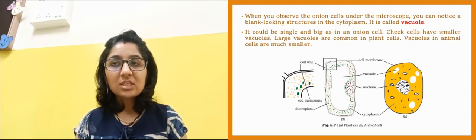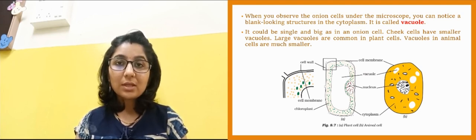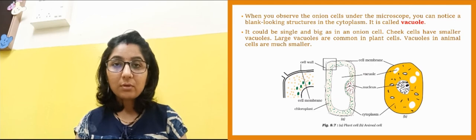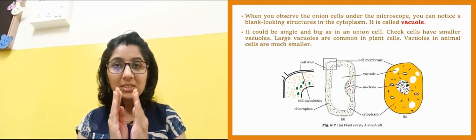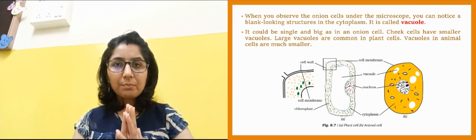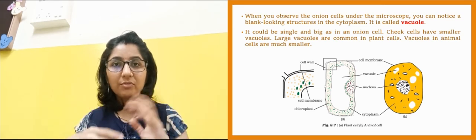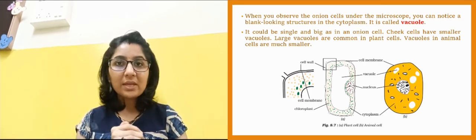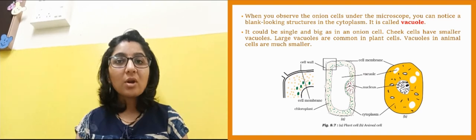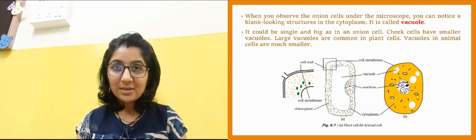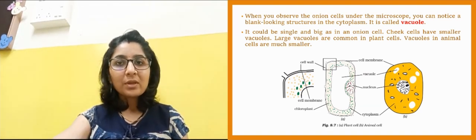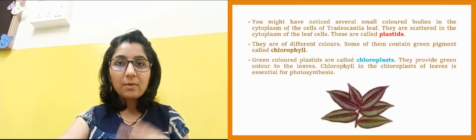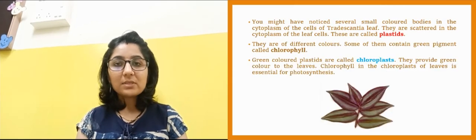You can see this vacuole can be single or there can be many. Yes, there is a difference. If it is a plant cell, it will have one big vacuole. And if it is an animal cell, it will have many vacuoles, but smaller in size. So that is the difference between plant cell and animal cell. You can just note down the difference and remember it.